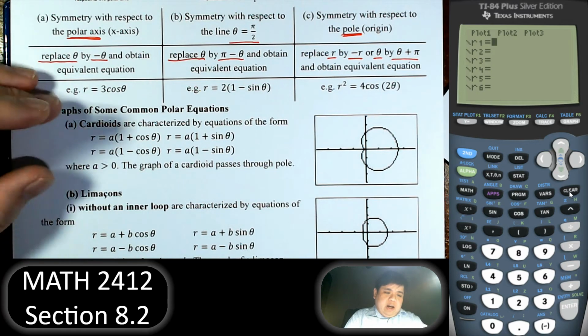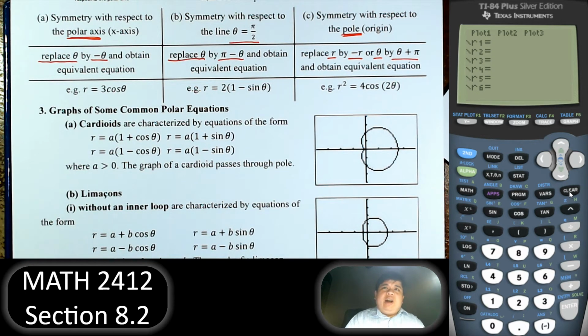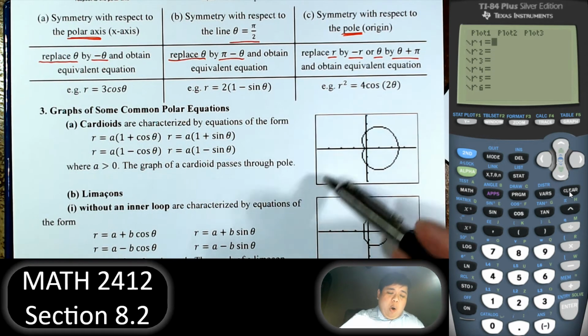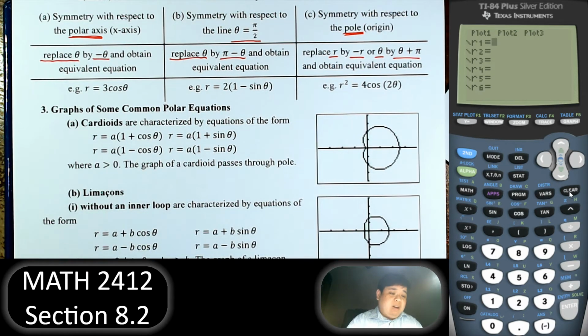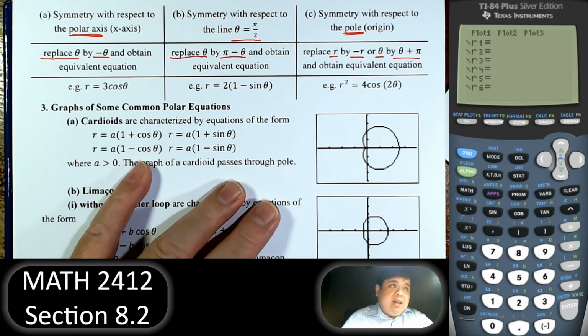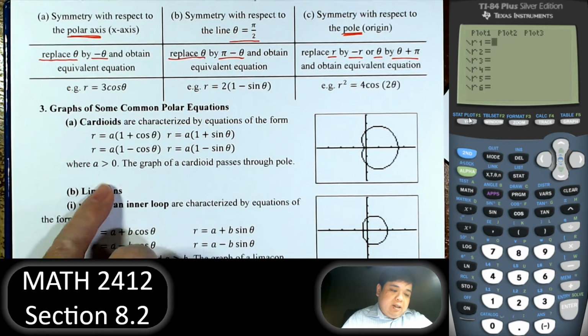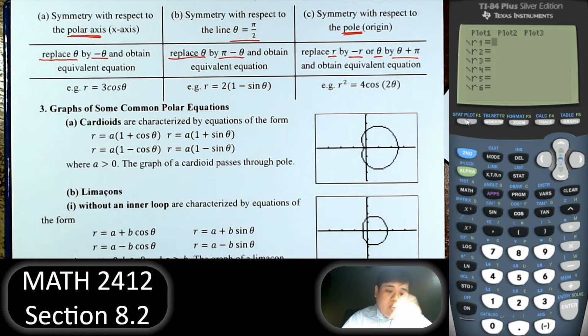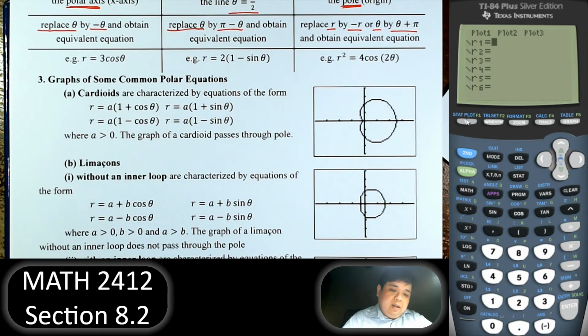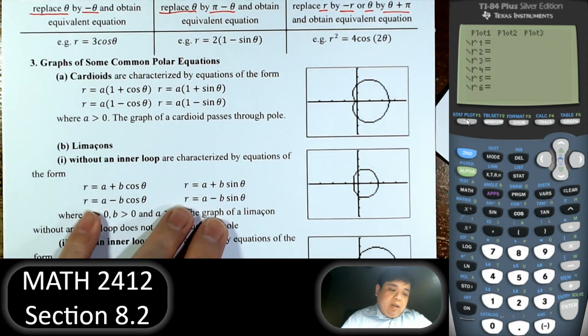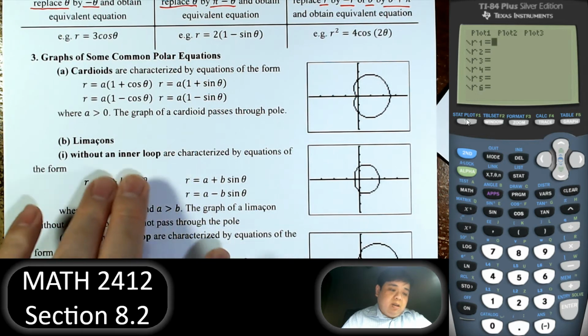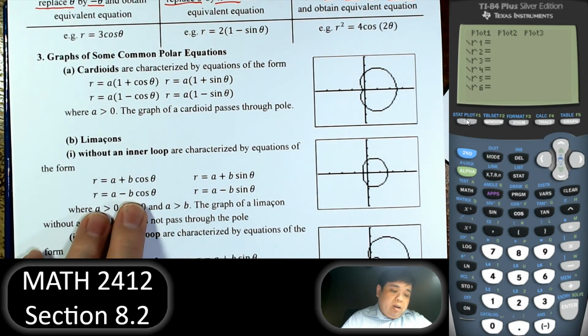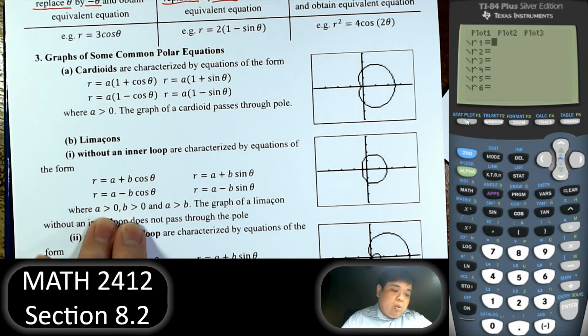Right, now some common graphs. Of course, I'm not going to ask you to memorize all of the equations and all of the names of the graphs, but those are the graphs that we have. So those are the names. Of course, if we want to graph anything like the one we just did, just put it in the graph, like the cardioid.